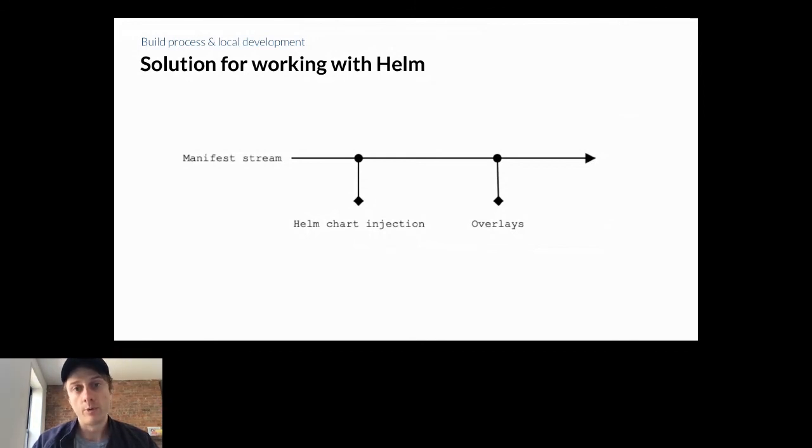So we're actually able to work with Helm quite elegantly using something called inflation. We can see in the manifest stream of a Kustomize stream, we inject the Helm chart as a first step, and then finally we can apply our overlays to that Helm chart if we want to. I'll zoom a little bit more into that process here.